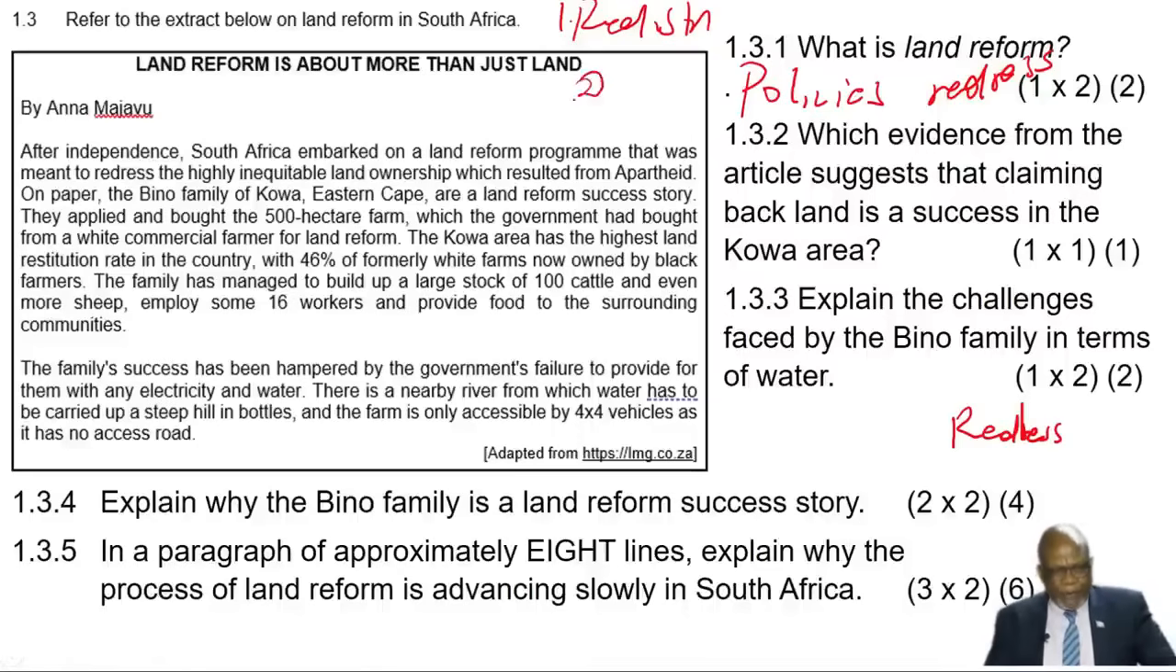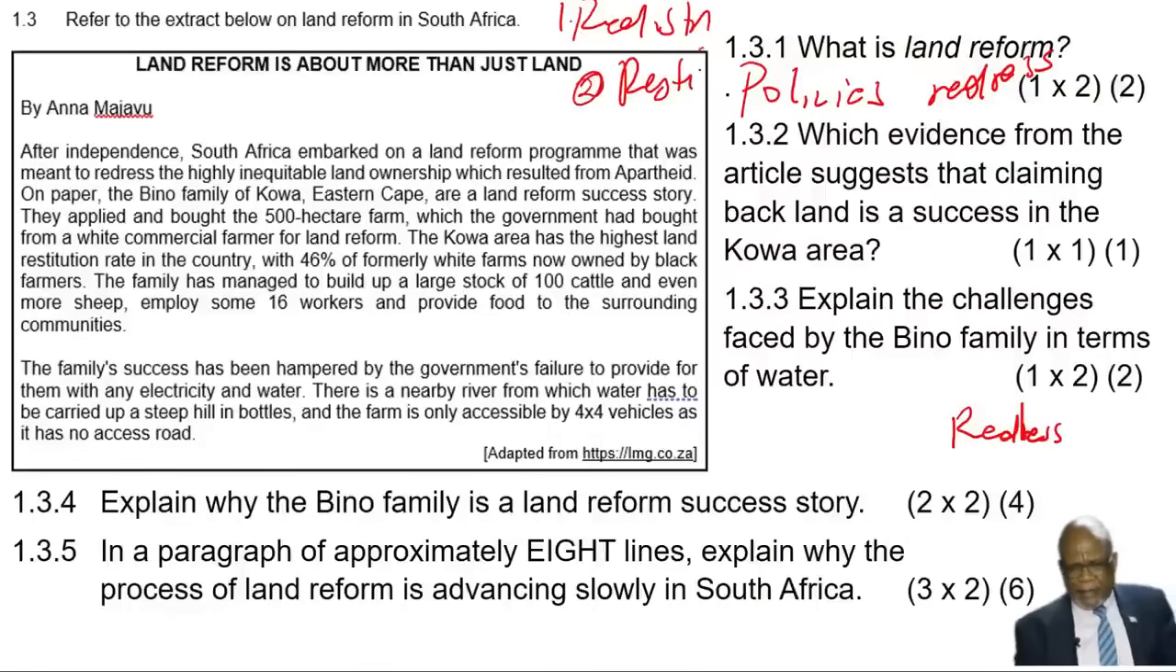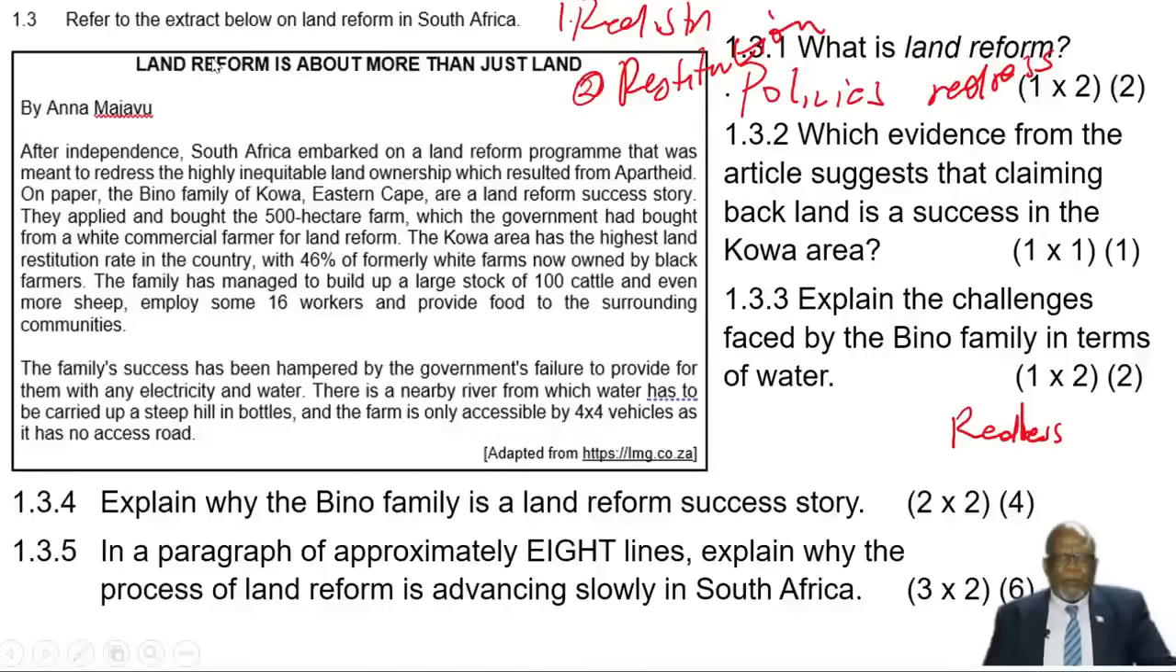Then you have the next policy, which is land restitution. Restitution comes from the word reinstate. To reinstate is to put something back in its original state. So with land restitution, people are given their land back or people are being compensated for their land. So that is land restitution.